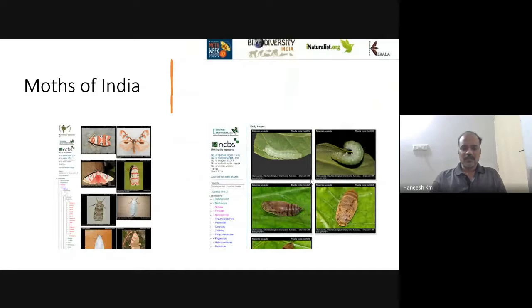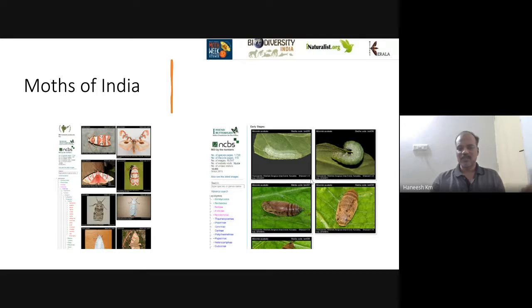These are some more screenshots from the Moths of India website. Suppose I want to check a certain genus. I just checked the genus Cyana here. You can easily compare these different species and say, okay, mine is this particular one. So you can easily identify by using the Moths of India website.